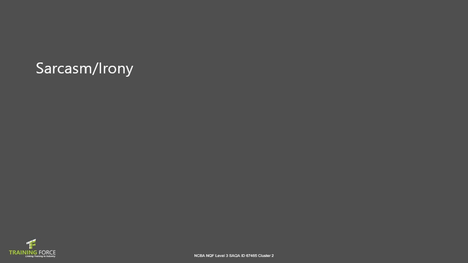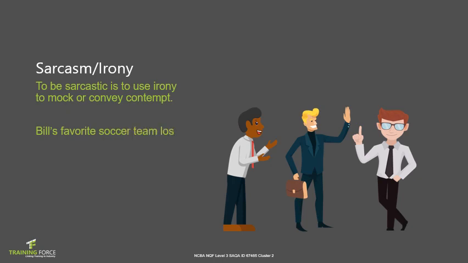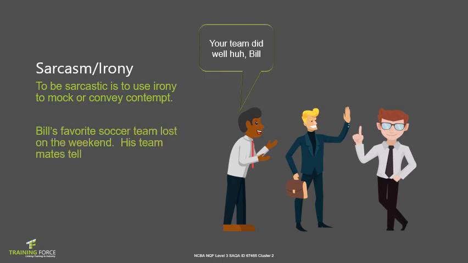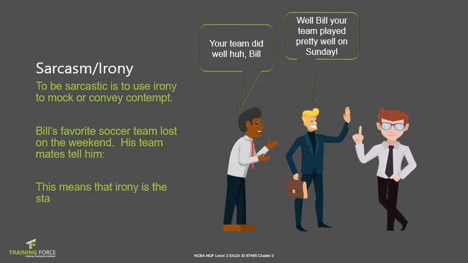Then we need to be aware of sarcasm and irony. Sarcasm is to use irony to mock or convey contempt. If we take a look at the example there, Bill's favorite soccer team lost on the weekend. His teammates tell him, your team did well, huh? And George will probably say, well, Bill, your team played pretty well on Sunday, huh? This means that irony is the stating of one thing, but meaning the exact opposite. We're using sarcasm to express to Bill that his team didn't do well. So we actually want to tell him that his team did not do well, but we're using sarcasm to express this.